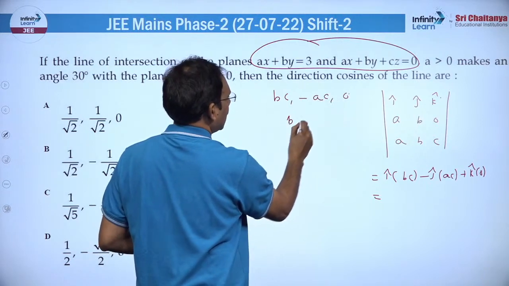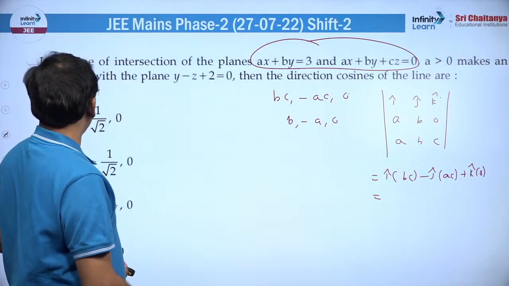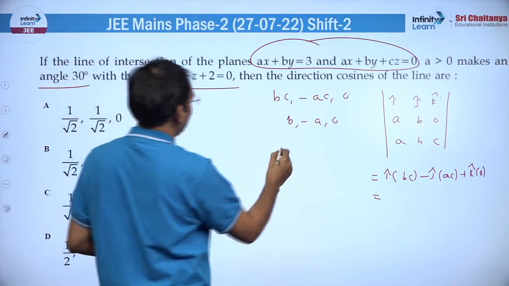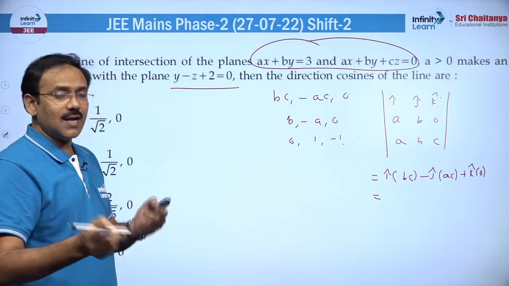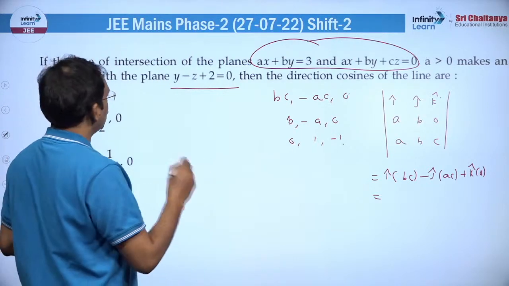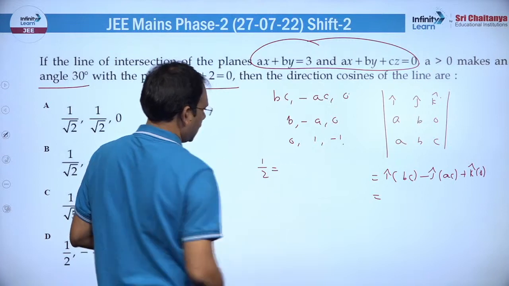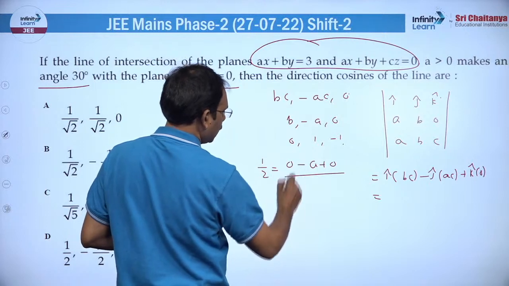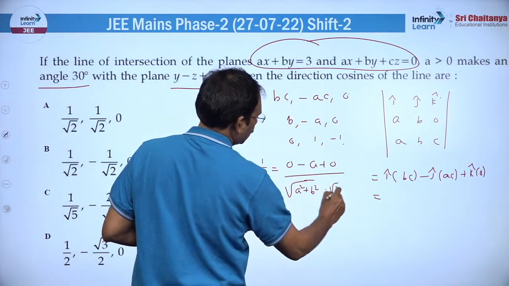That means the DRs are BC, minus AC, 0. You can cancel C: B, minus A, 0. Now these are the DRs of the line. Now it is making an angle 30 degrees with the plane. Plane normal DRs will be 0, 1, minus 1. How to find angle between line and plane? If theta is the angle between line and plane, 90 degrees minus theta is the angle between normal and line. So this is 60, so cos 60, 1 by 2, is equal to 0 minus A plus 0 by root of A square plus B square into root 2. That's all.